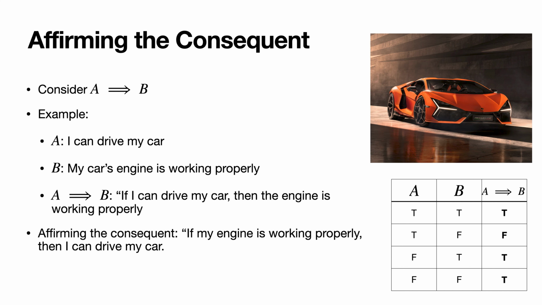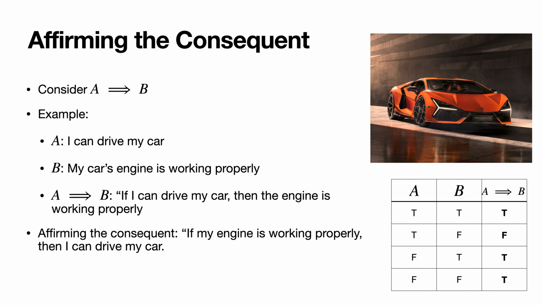Now, affirming the consequent would be like saying, if my engine is working properly, then I can drive my car. Now, the reason this is wrong is we haven't said anything else about the other things that could keep me from driving my car. And this will become clear a little later when we talk about necessary and sufficient conditions. But think about it like this. Perhaps my engine is fine, but I can't drive my car because it has missing tires. Maybe I can't drive it because someone stole it. Remember, A implies B is true in cases when A is false and B is true. We haven't ruled out these cases yet. So it's wrong to conclude that because A implies B, B somehow implies A.